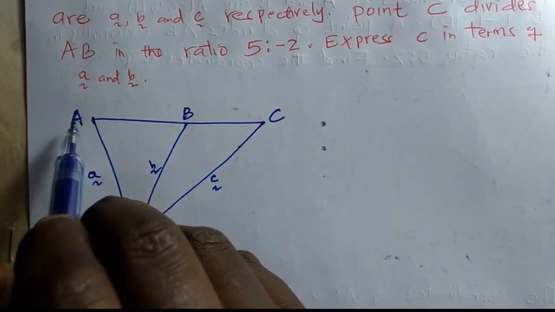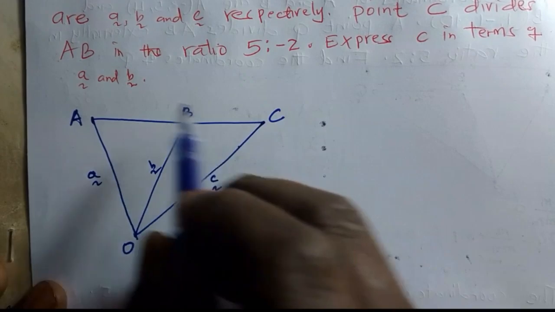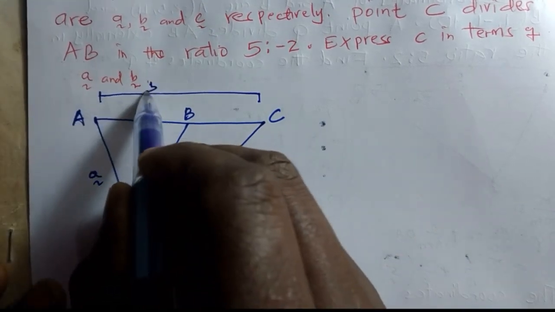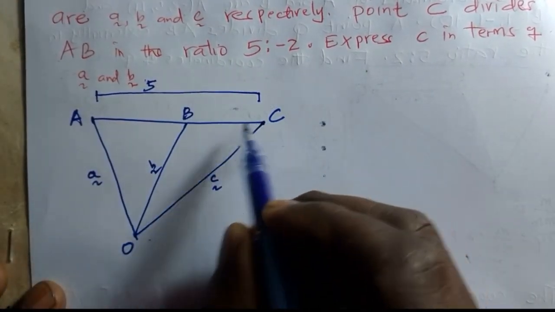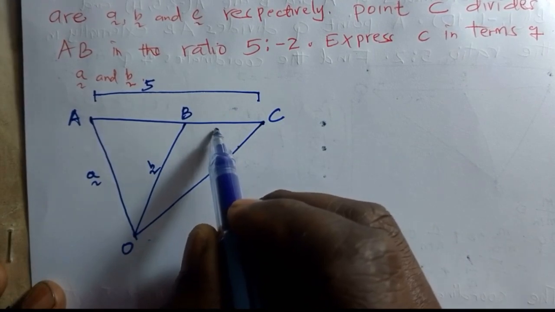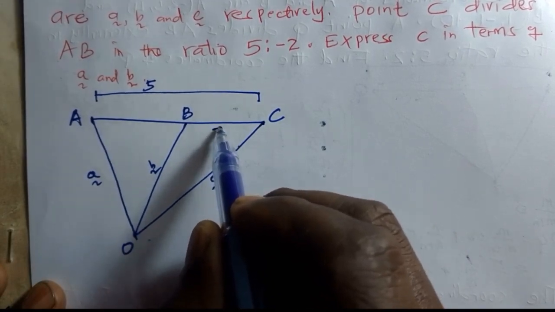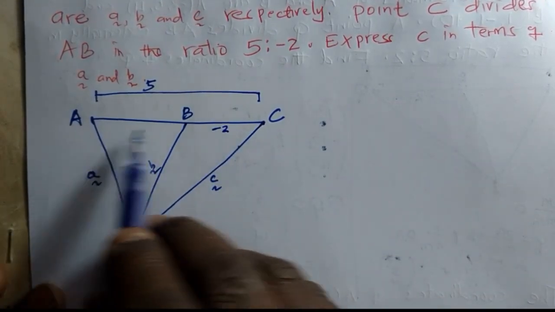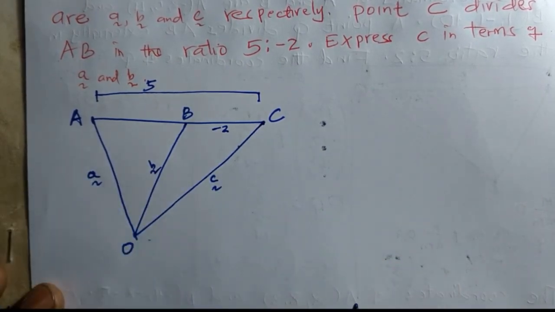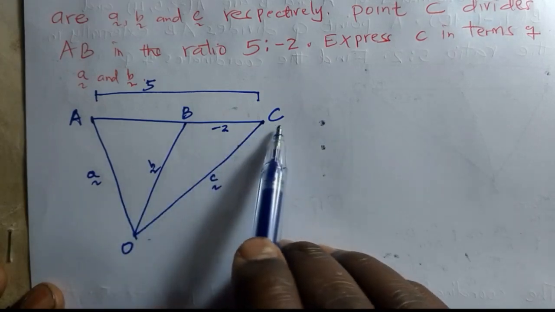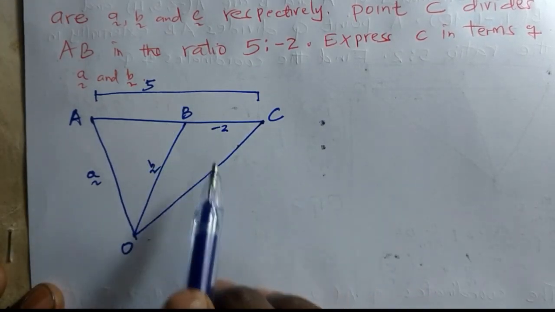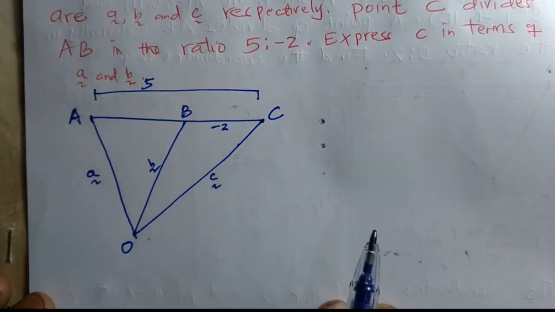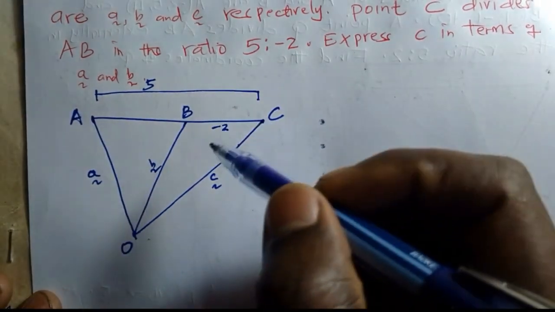From A to C, from here to here, it is 5 units. From here to here, it is 2 units. That's why it is given -2, because it is 2 units. It is going and then coming back. If this is positive, this coming back is negative. That's why we have -2, and that is external division.